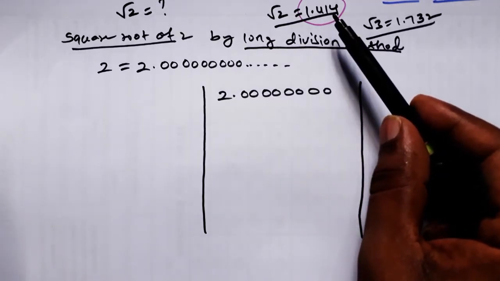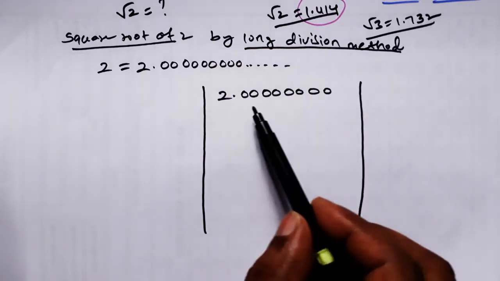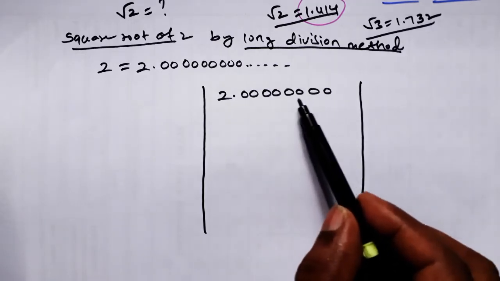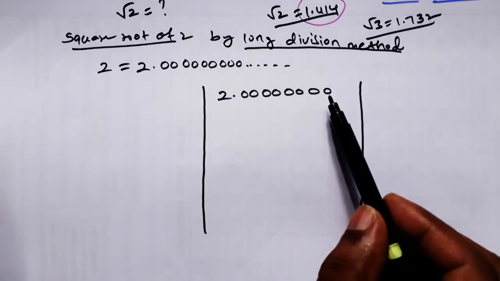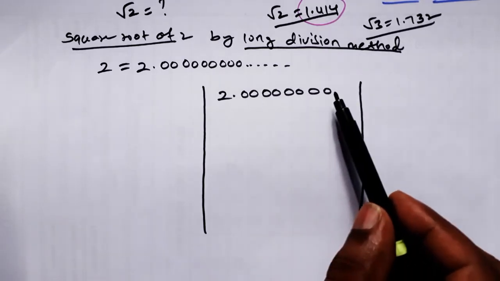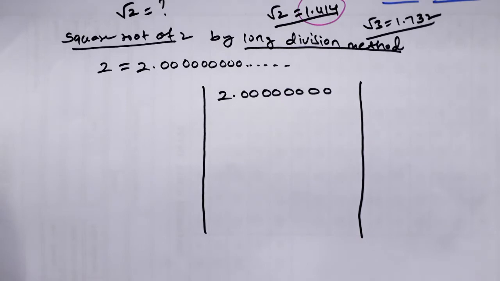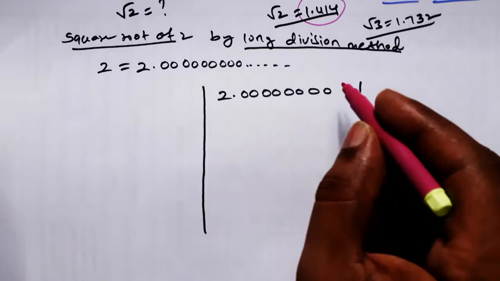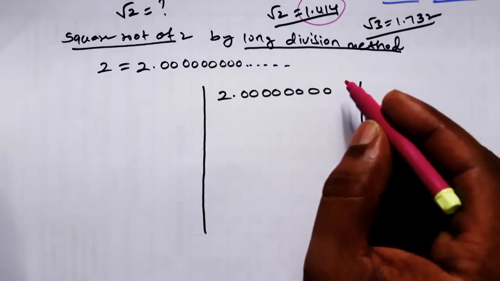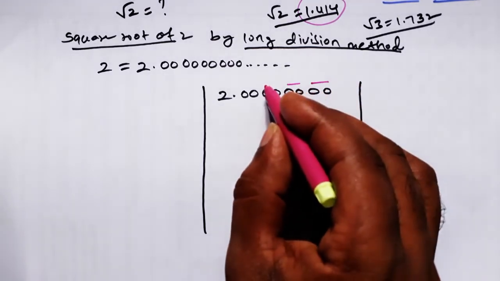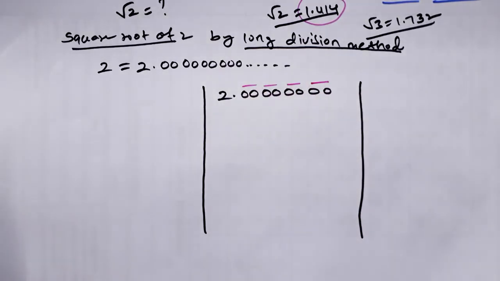Then after the decimal point we have to take 8 zeros. If you want 3 decimal places there should be 8 zeros. After this, from the left hand side, for every 2 zeros we have to keep the bar, like this.